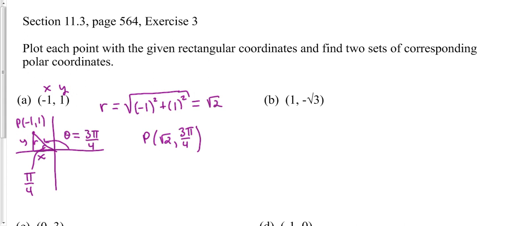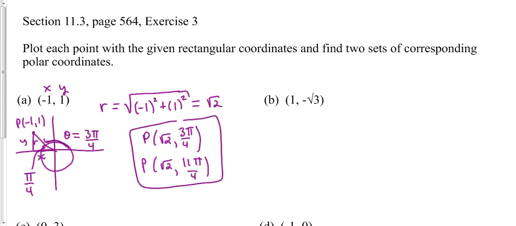And then, of course, if we continue around this circle again, we will come back to 3 pi over 4 after another 2 pi. So we can add 2 pi to 3 pi over 4, and we get 11 pi over 4. So those are two possible polar coordinates.